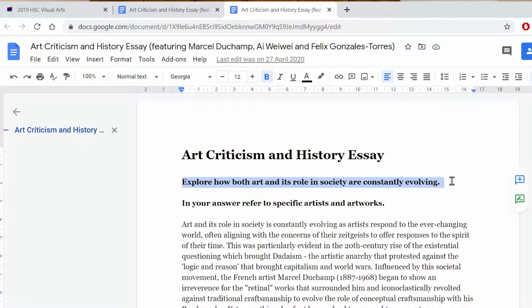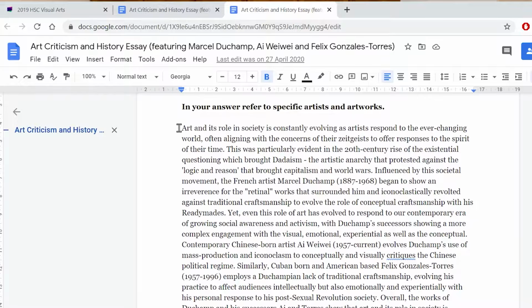Explore how both art and its role in society are constantly evolving. In your answer, refer to specific artists and artworks. Art and its role in society is constantly evolving as artists respond to the ever-changing world, often aligning with the concerns of their zeitgeists to offer responses to the spirit of their time.